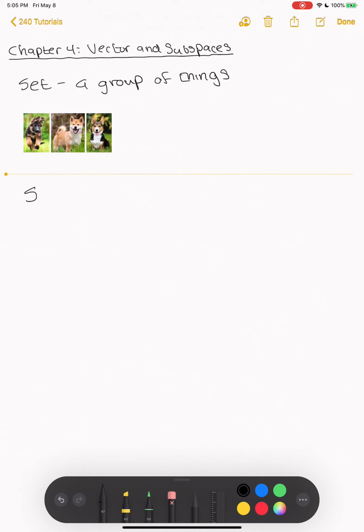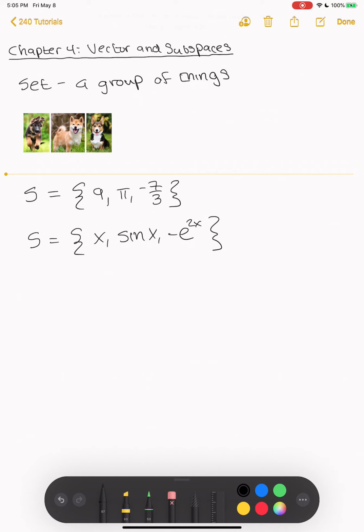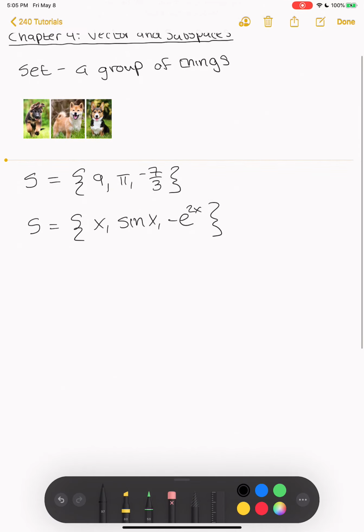But, you know, we're talking about math here. So in general, we'll be talking about sets of numbers. So it could be 9, pi, negative 7/3 maybe. You could also have functions, say x, sine of x, and then negative e to the 2x could be a set. They also don't have to have just 3 things. I'm just using that as an example. So you can have negative 1, 0, 1, 2, and so forth, the integers, and just have an infinite set here as well. So a set is just a group of things, okay? It's things that don't necessarily have stuff in common, but could.